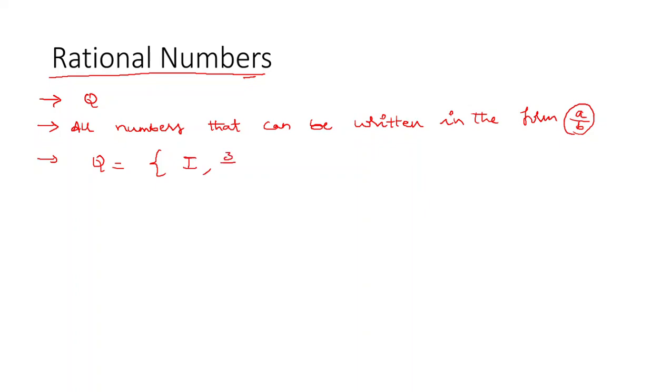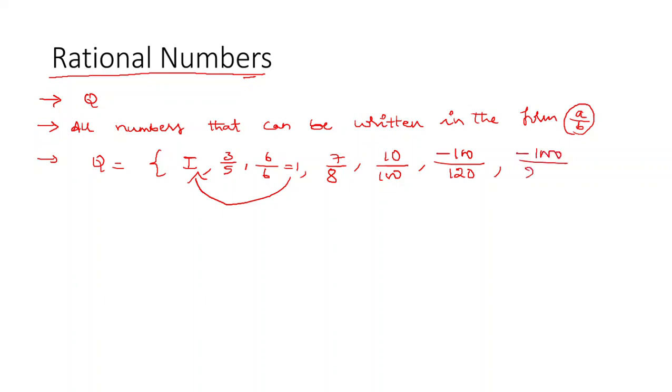For example, 3 by 5 is a rational number. 6 by 6 is 1, and this is a rational number, and of course this is included in the integer number set. And 7 by 8 is a rational number. 10 by 100 is a rational number. Minus 100 by 120 is a rational number. Minus 1000 by 2122 is a rational number, because all of these can be written in the form a by b.